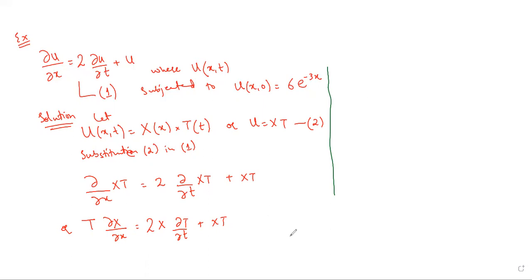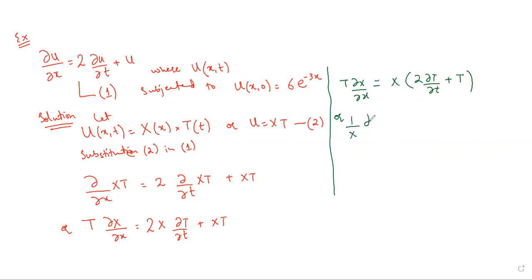So basically we have to separate the variables. I can take X as a common factor from the right hand side. So you'll have 2 X ∂T/∂t plus X T remaining on the right hand side, and T ∂X/∂x remaining on the left hand side. Now you can separate the variables, as capital X can be transferred to the left hand side and written as 1 divided by capital X d.